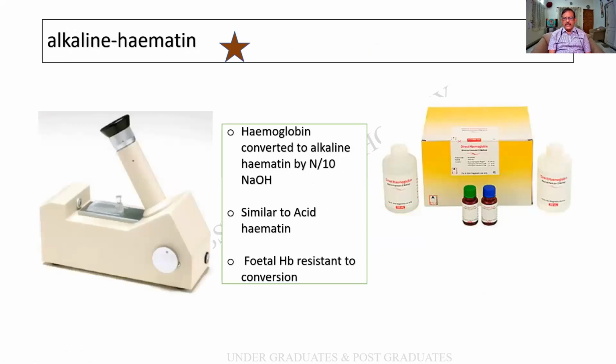Whenever we use the word acid hematin method, there has to be an alkaline hematin. An alkaline hematin is used, and the alkali here is sodium hydroxide, N/10 sodium hydroxide. It is similar to acid hematin. Fetal hemoglobin alone is resistant, otherwise it is almost similar. And this is the instrument that is being used.